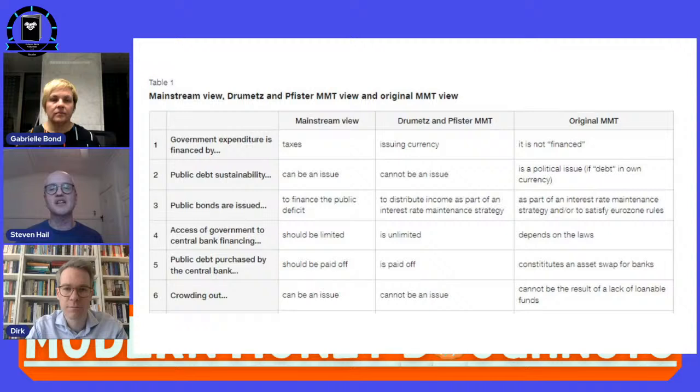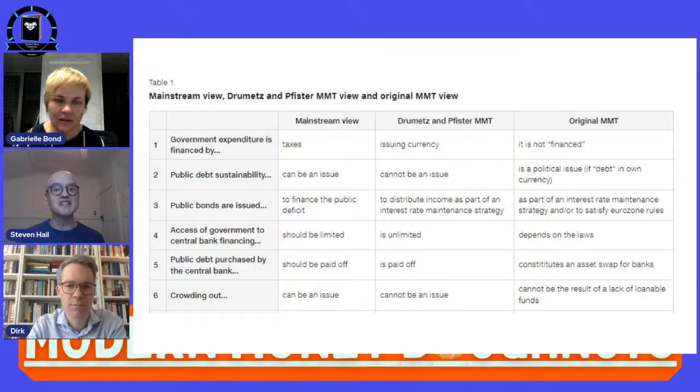And then it says original MMT, we might perhaps say genuine MMT, in the right-hand column there. I thought maybe if we've got a few minutes, we could have a look at some of these, and perhaps you could just explain the difference between their interpretation of modern monetary theory and what you've written in the right-hand column. So the first one, for example, government spending is financed by, we're all familiar with the mainstream view, taxes paid for government spending.